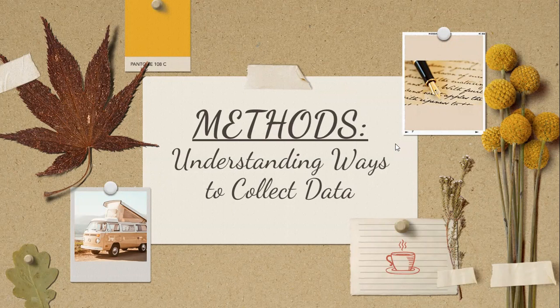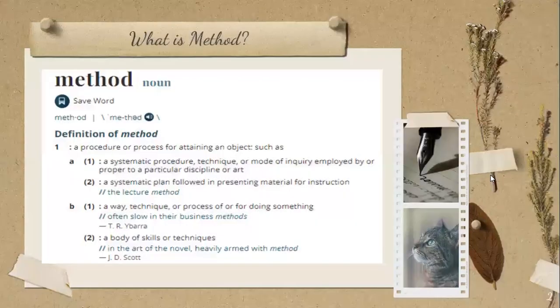So today we are going to discuss the second section of your IMRAD paper, which is the methods, understanding ways to collect data. By the way, what is a method? According to Merriam-Webster, a method is a systematic procedure or a technique. It is also a systematic plan, and it is a process of doing something. Methods has something to do with the procedure that must be done systematically to successfully do something.